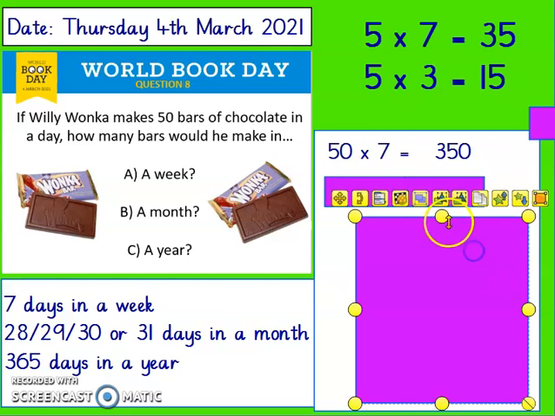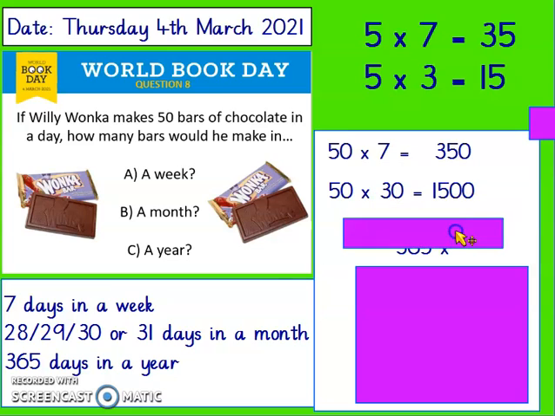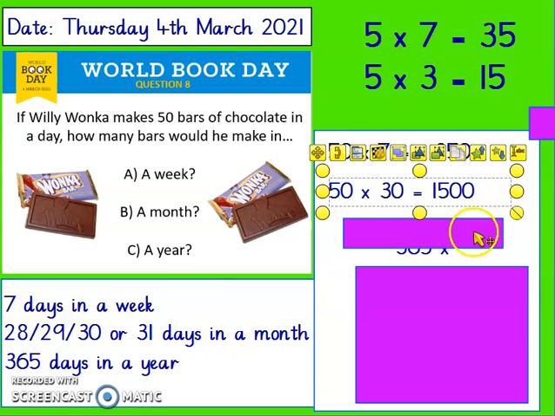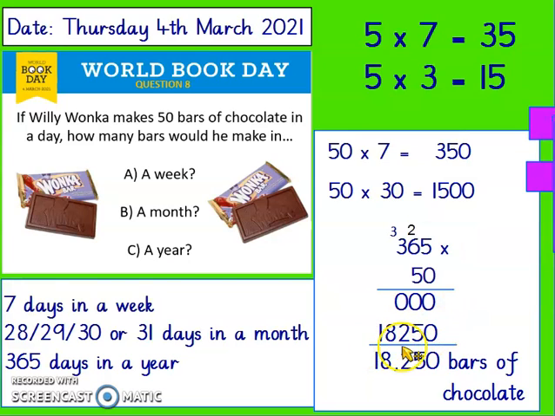Okay, let's look at the answers. So the next one, I've just done 1 month of 30 days. So 50 times 30, 5 times 3 is 15. We're timesing it by 10 and then 10 again. And the last one, 365 times 50, which equals 18,250 bars of chocolate.